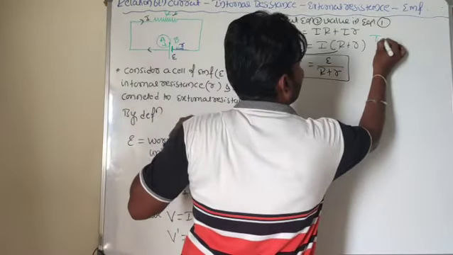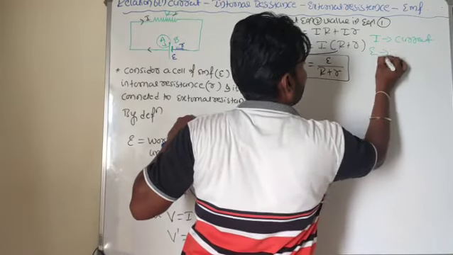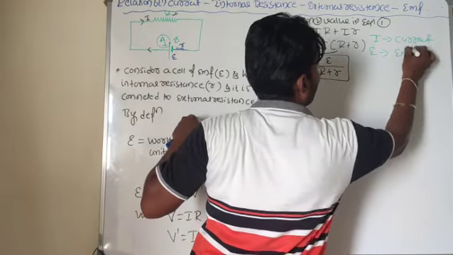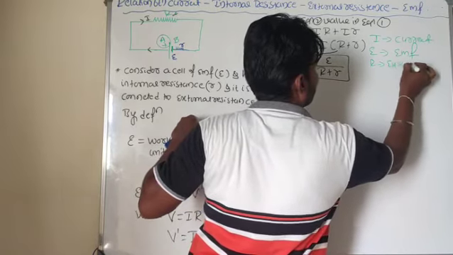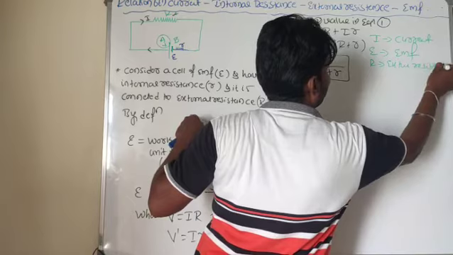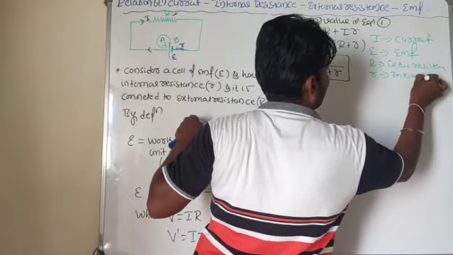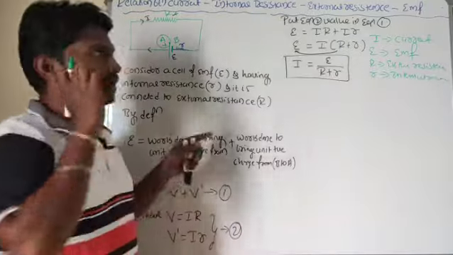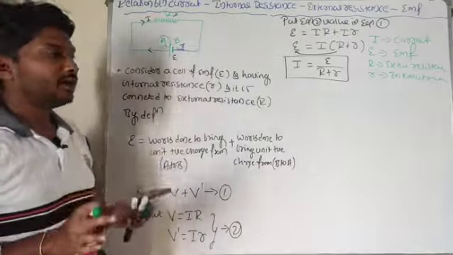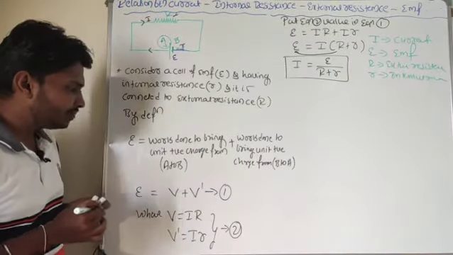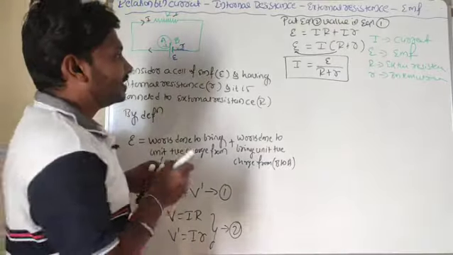Here I refers to current, E refers to EMF, and R refers to external resistance, whereas small r refers to internal resistance. I got that relation between I, E, R and small r here, where small r refers to internal resistance. So now I can take equation 1. I will rearrange that equation 1.